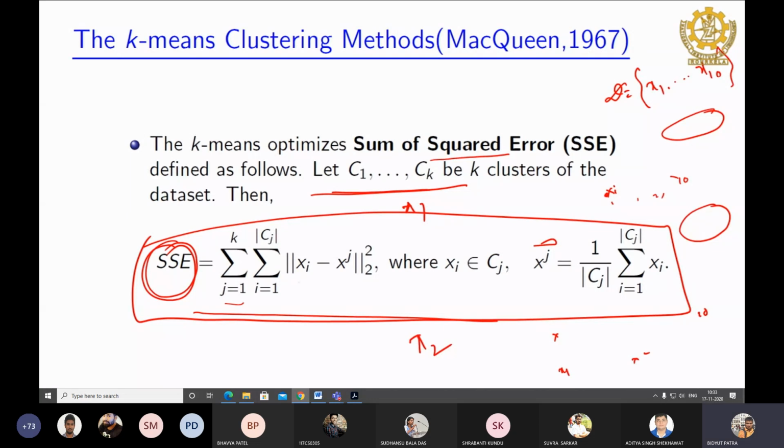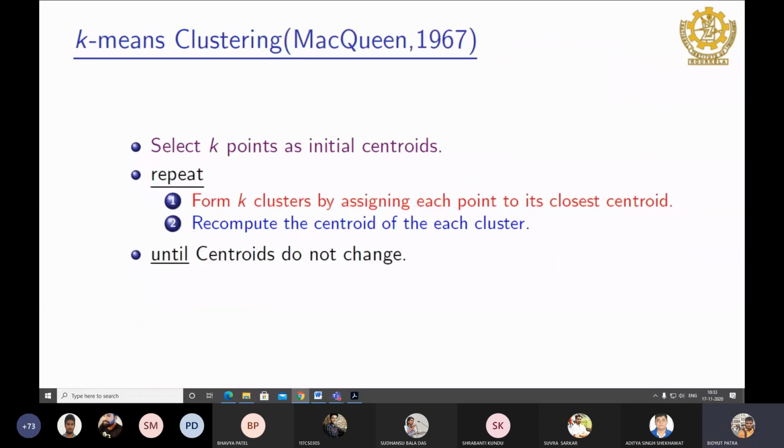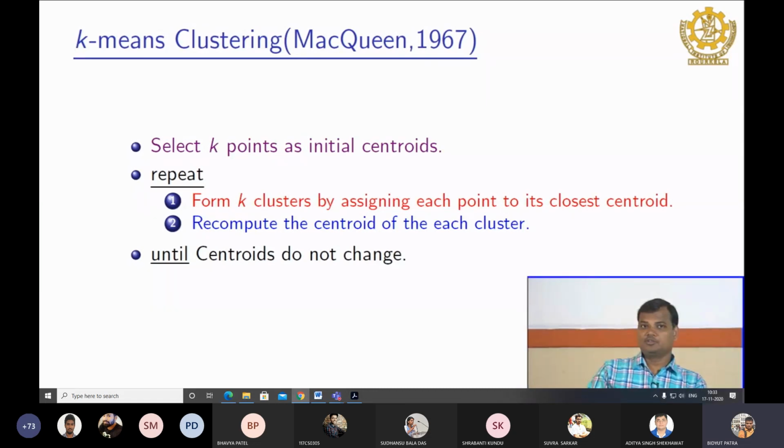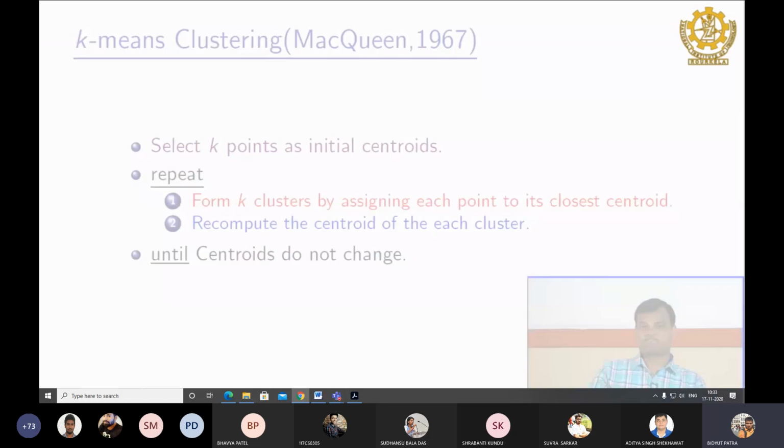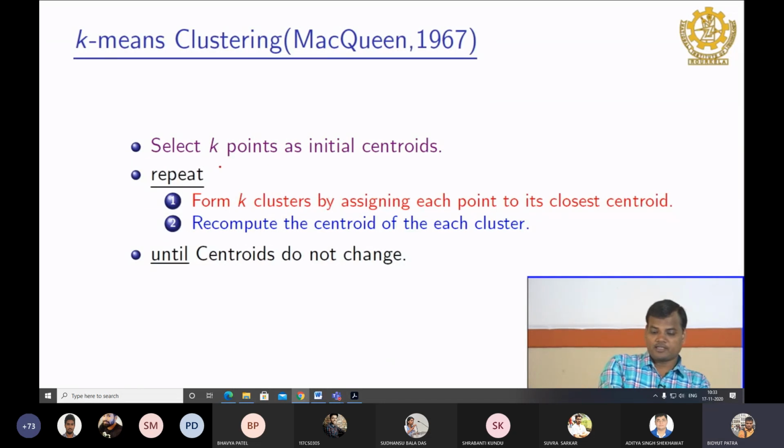How do you achieve this next? This is something called k-means clustering. It is the MacQueen clustering algorithm, which was reproduced in 1981. Here we try to understand how it works. Select k points as the initial centroids because we need to form k clusters, and then we compute the SSE value. So initially we choose the k points.